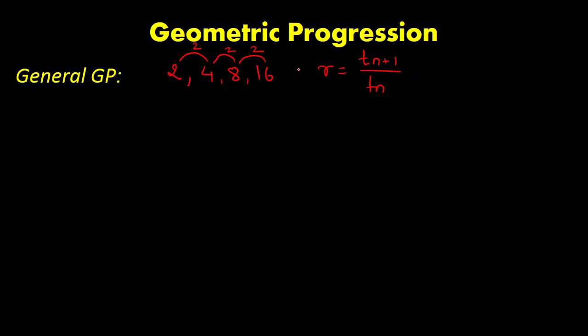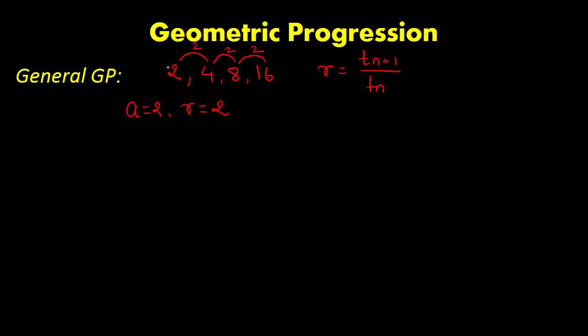Don't take R as 2 by 4. The R will be wrong in that case. So R is always the next term divided by the previous term. Let's start. In this case our A is nothing but 2 and R is nothing but, what is R? R is nothing but again 2.